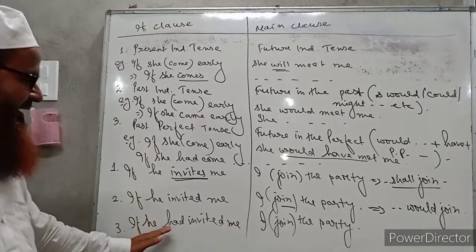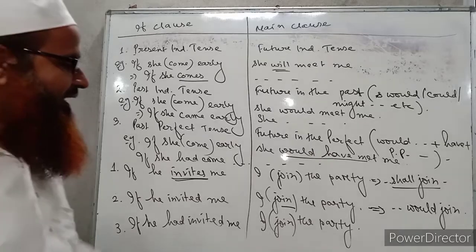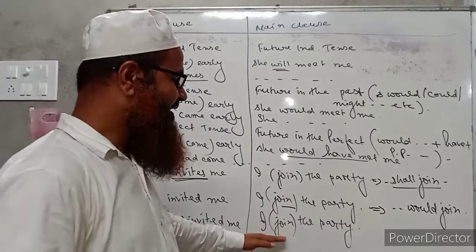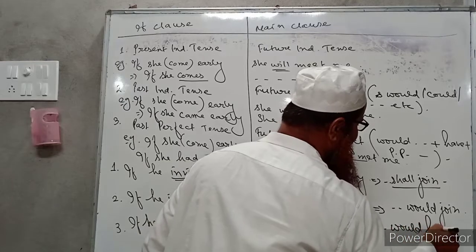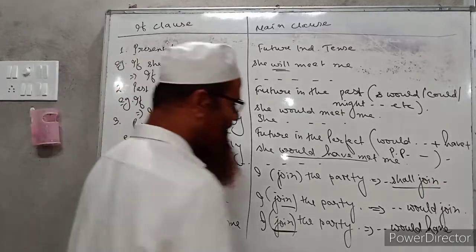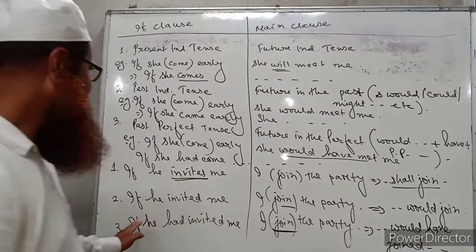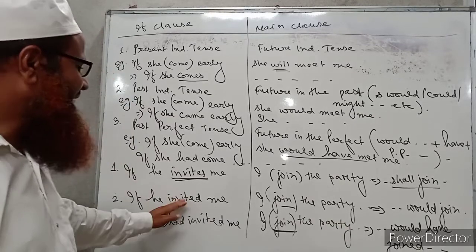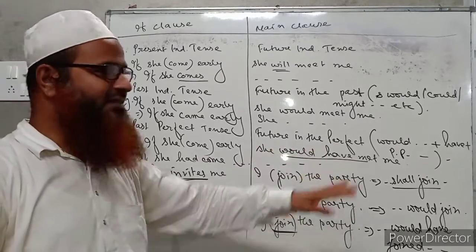Again this part is now in past perfect tense. So if the if clause is in past perfect, then the main clause must be in the future in the perfect. So future in the perfect means would will come, then have will come, then we have to use the past participle form of the main verb. So would have joined. Here, if he had invited me, I would have joined the party. If he invited me, I would join the party. If he invites me, I will or I shall join the party.